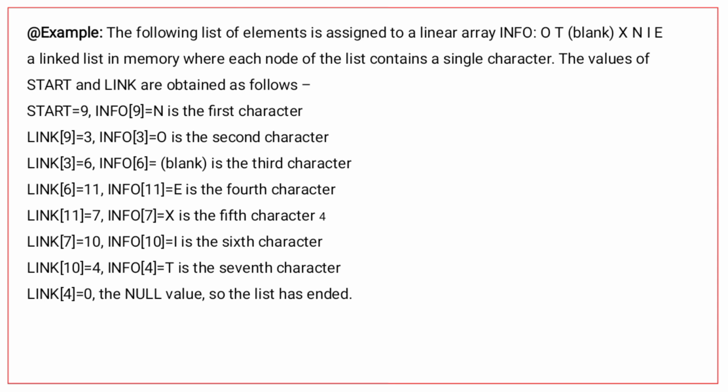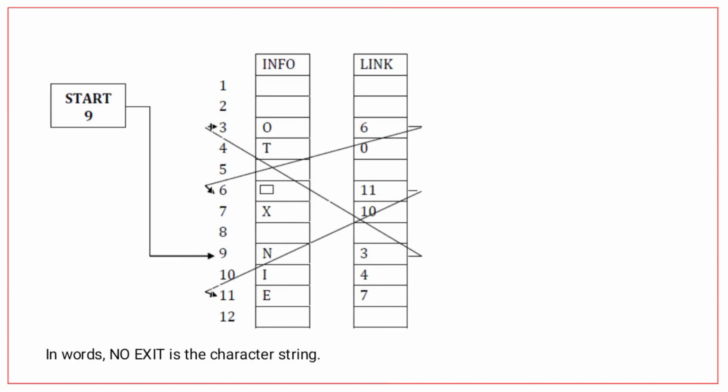Link of 7 equal to 10, so information of 10 equal to I is the sixth character. Link of 10 equal to 4, information of 4 equal to T is the seventh character. Link of 4 equal to 0, the null value, so the list has ended. So this figure shows a memory representation of linked list. In words, NO EXIT is the character string.